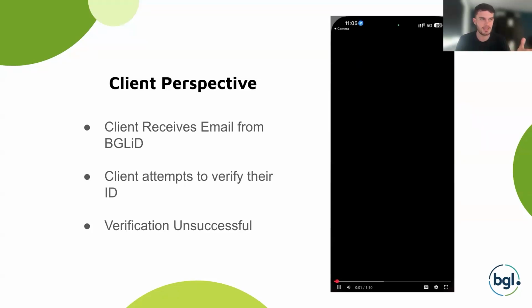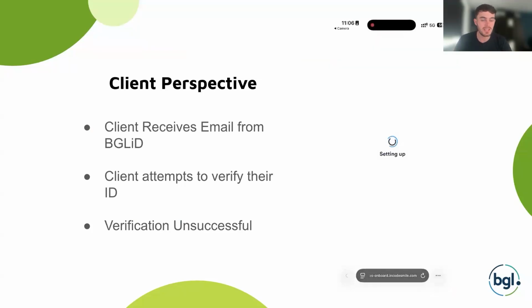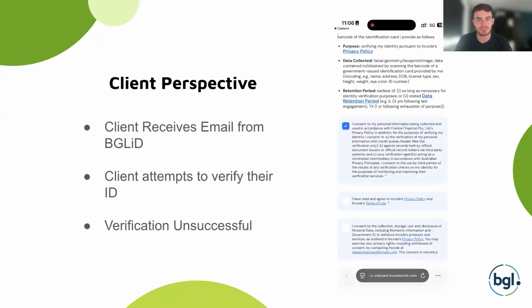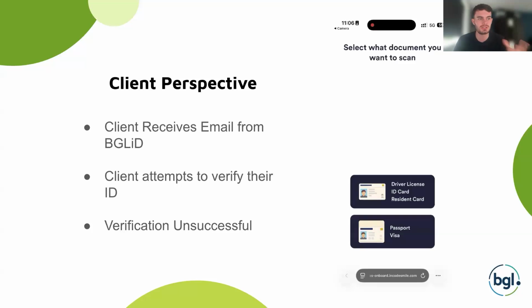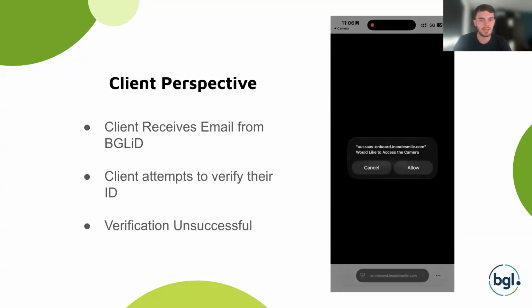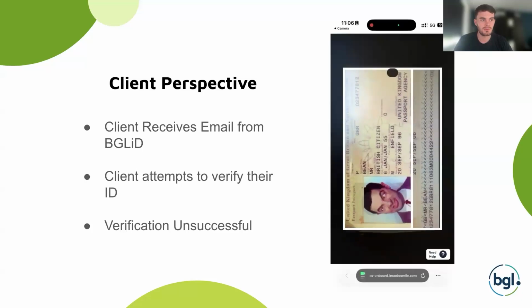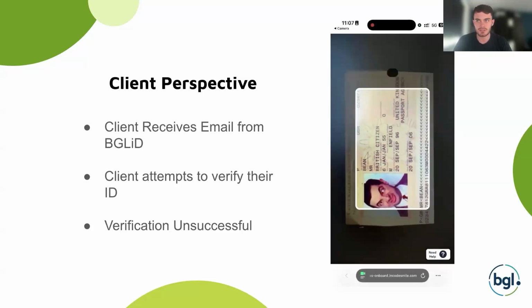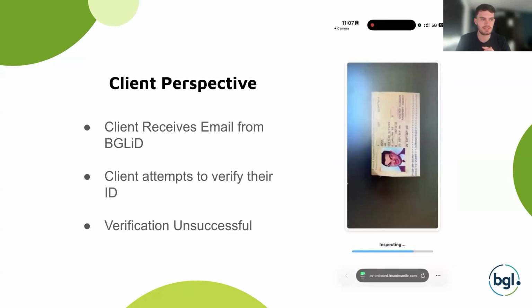So my lovely colleague Andy has had a go for us. He's had an email. He's scanned his phone in. It's taken him to the correct website he needs to use. And he's able to get started and review the privacy policies about data. Clicks continue, chooses the type of ID he's going to be using, and then it switches over to his camera. Can take a photo of the ID in question, whether it be a driving license or a passport. As you go through, the barrier around the passport will turn green to let you know that it's been successful.